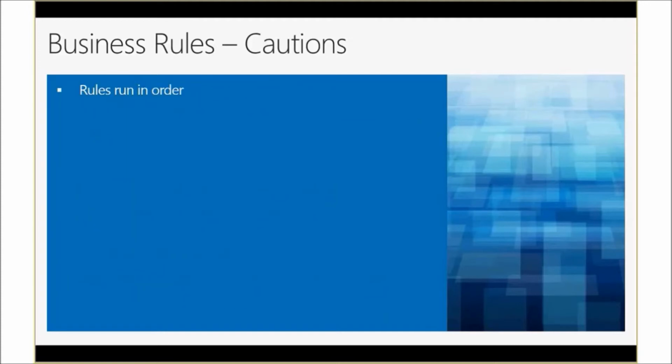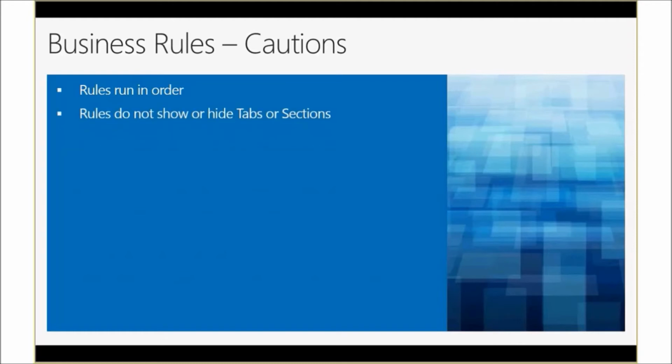So, going into the cautions. Rules run in order. If you've got 10 rules, they're going to run in the order that you have them listed. The first rule hides the field, and three rules down, one hides it again, or unhides it. So sometimes, in looking at what's going on, you have to start with your rules from the top down.